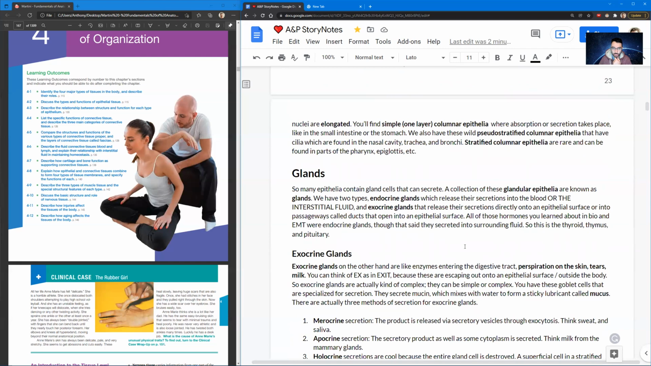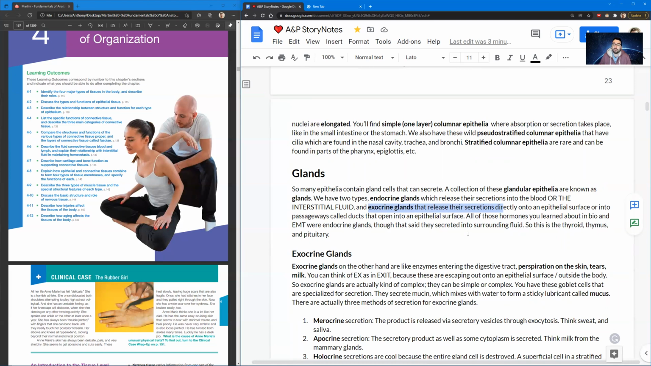All right. So we do have glands, which is a really big part here. And there's two types. We have endocrine glands, which release their secretions into the blood or the interstitial fluid. And we'll learn a lot about the endocrine system and the hormones that they secrete later on. Then you also have what you don't hear as much about. You have exocrine glands, and they release their secretions directly onto an epithelial surface, so like an outside surface, or into passageways called ducts. So you can think of that like sweat glands or tears, for example.